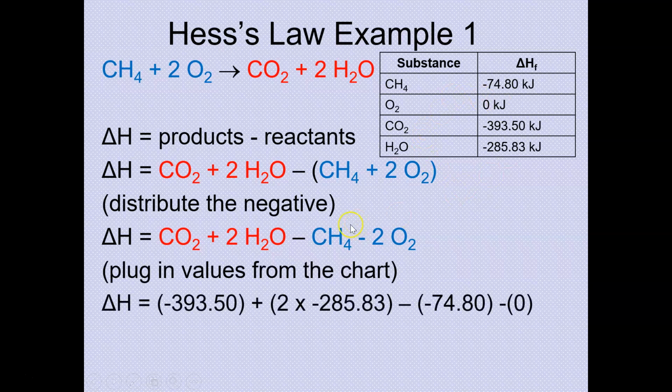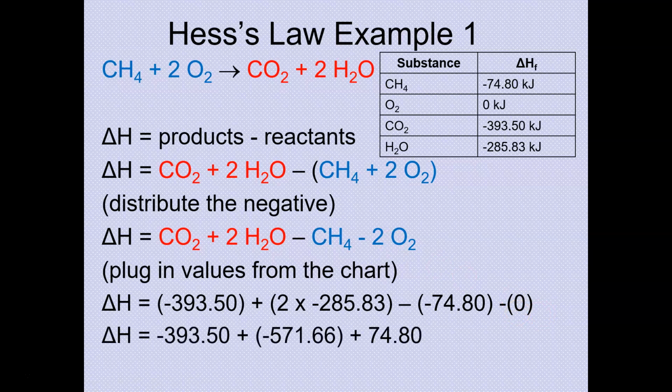So I see that CO2 on my chart is negative 393.50. I'm going to add that to 2H2O, so that means I have 2 times the amount of H2O from the chart, minus my CH4 from the chart, and then minus my O2, which keep in mind I had 2 O2s, but since O2 was 0, 2 times 0 is still 0, so it doesn't matter.